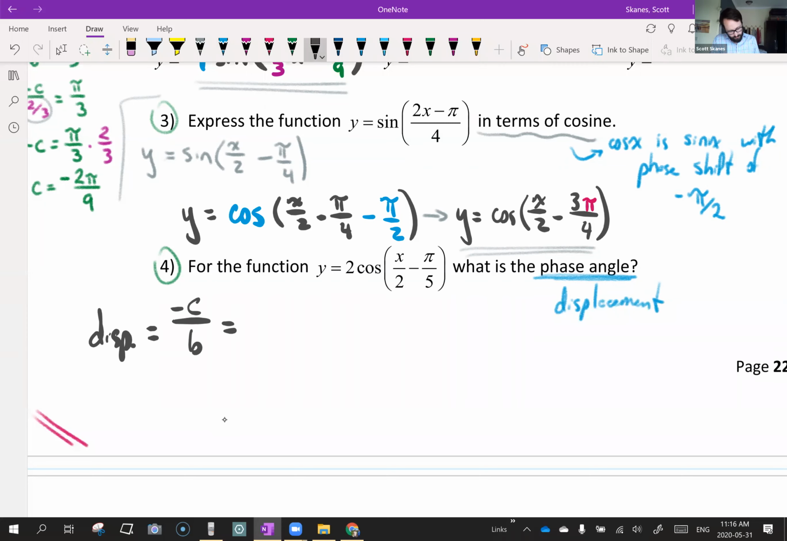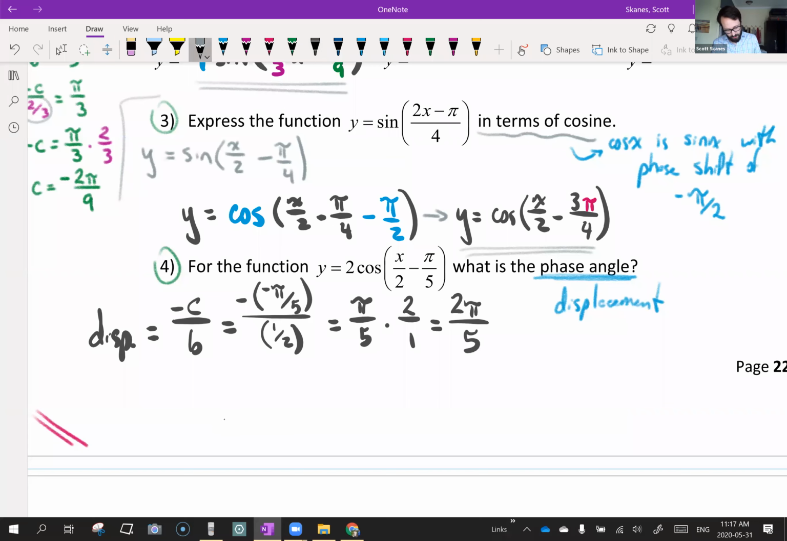We were given c and b. So this is the same as saying negative c over b. b is 1 over 2. This is the same thing as saying pi over 5 times 2 over 1. And so this is 2 pi over 5. I'm not going to go back through that algebra, but you can try that on your own time when you want to look at it a little more closely. But that's how you do these things.